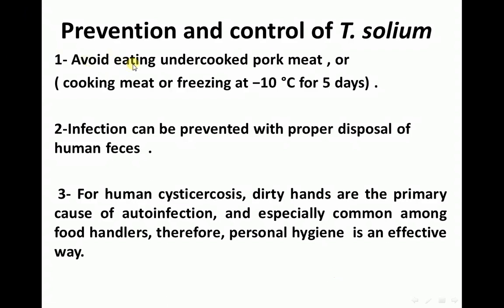Prevention and control of Taenia solium. Avoid eating undercooked pork meat, or cook the meat, or freeze at -10 degrees Celsius for 5 days. Infection can be prevented with the proper disposal of human feces. For human cysticercosis, dirty hands are the primary source of infection, auto-infection, especially common among food handlers. Therefore, personal hygiene is an effective way.